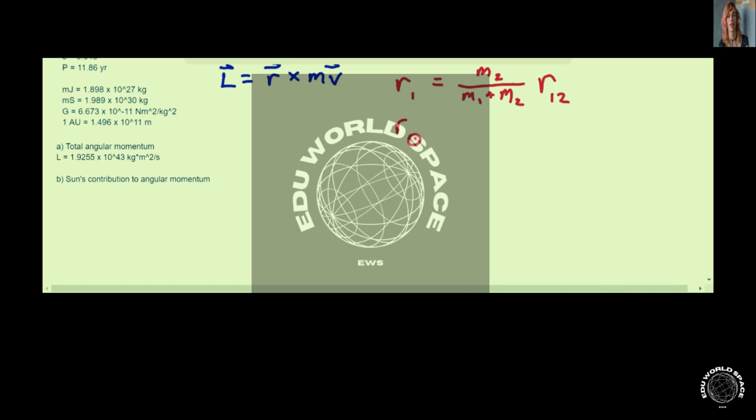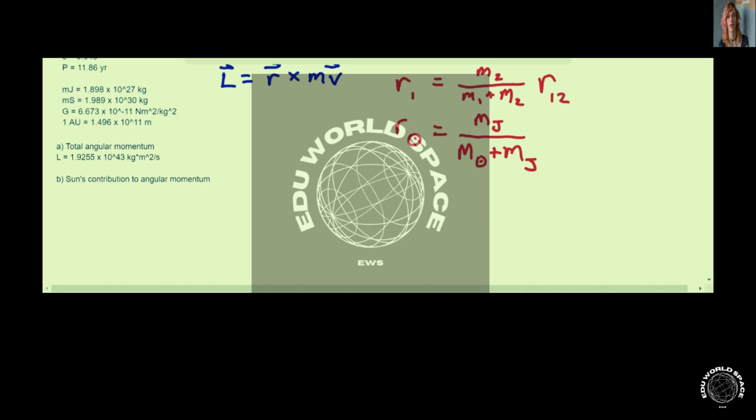So to solve this for the Sun, we're talking now about the position r of the Sun. I'm going to use this circle with a dot in the middle to represent Sun, is equal to the mass of the other object, which is Jupiter, so mass of Jupiter, divided by the sum of the masses, mass of the Sun plus mass of Jupiter, times the distance between the Sun and Jupiter.